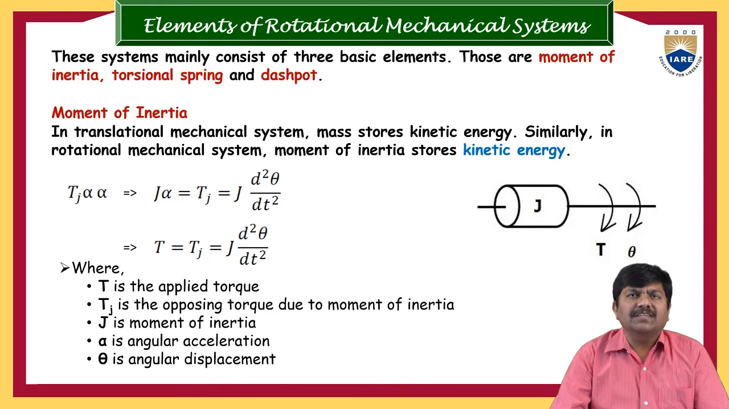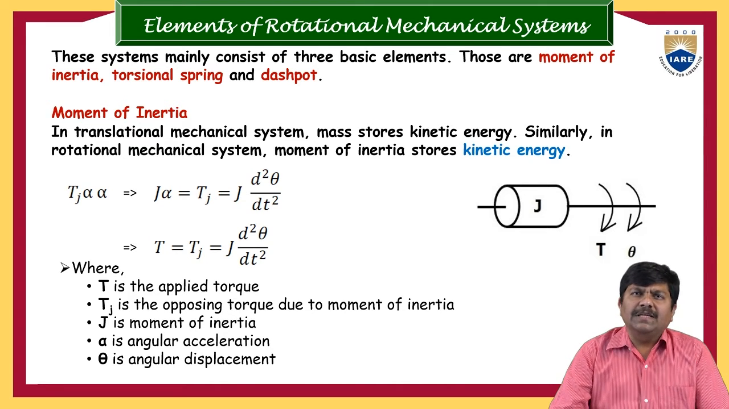Except moment of inertia, the remaining two elements are the same in translational and rotational systems, but the way of representing the basic elements is different. That's the basic difference between translational systems and rotational systems. And one more important thing is, instead of mass in the translational systems, we consider moment of inertia in the rotational mechanical systems.